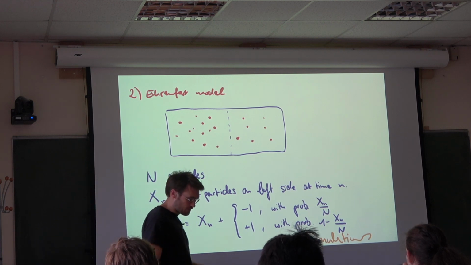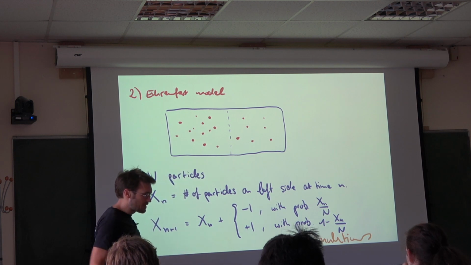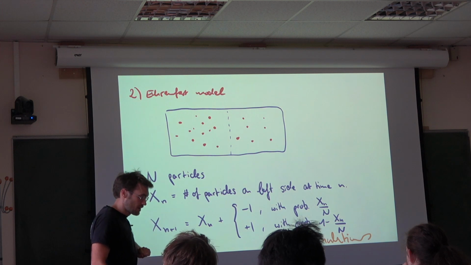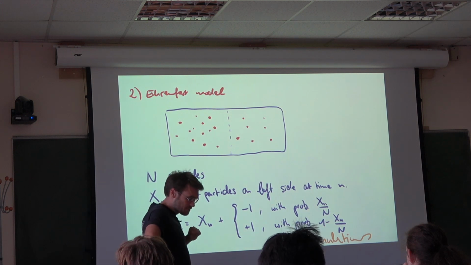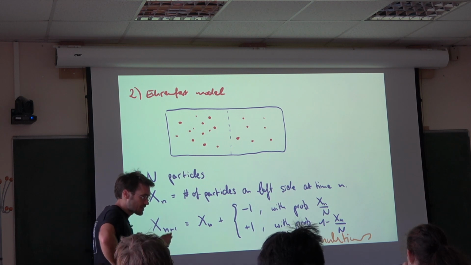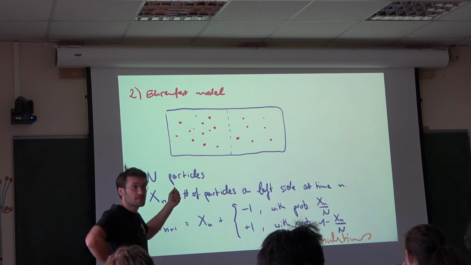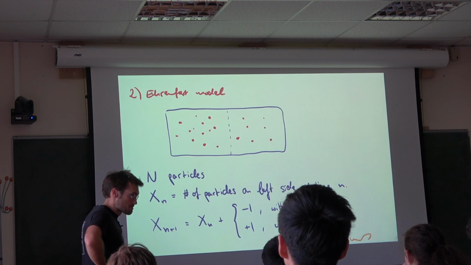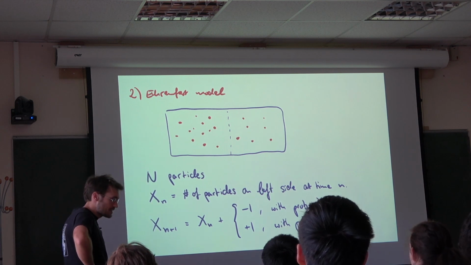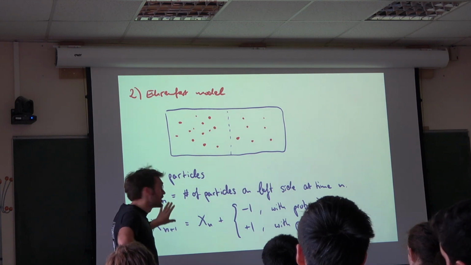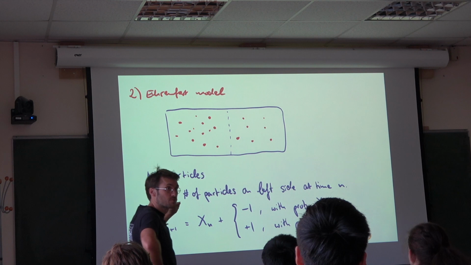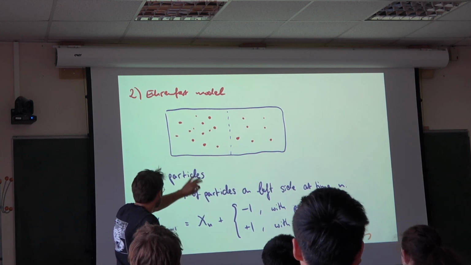And as a toy model, we want to understand, if we start with some initial configuration, a certain number of particles on the left, a certain number of particles on the right, how will this evolve? A very simple toy model is to say, okay, we have a system that evolves in discrete time, and at each time step we choose one of the N particles at random and we change its side. So if xn denotes the number of particles on the left side of the box at time n, then with probability xn divided by N, we will choose a particle on the left and move it to the right, and with probability 1 minus xn divided by N, we will choose a particle on the right and move it to the left.